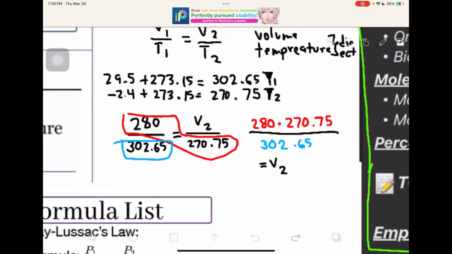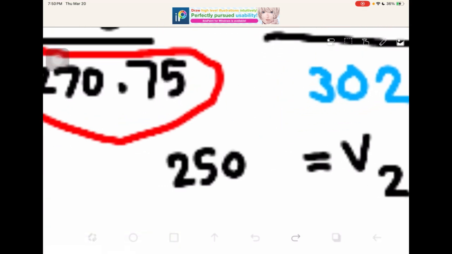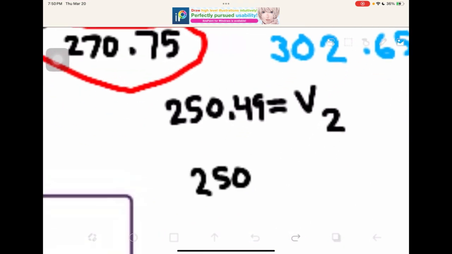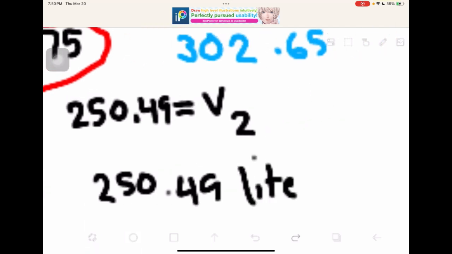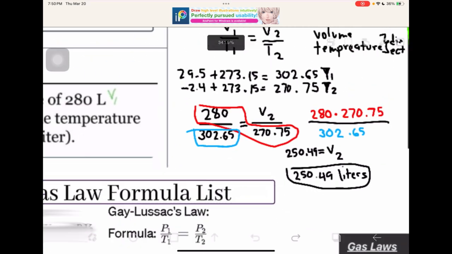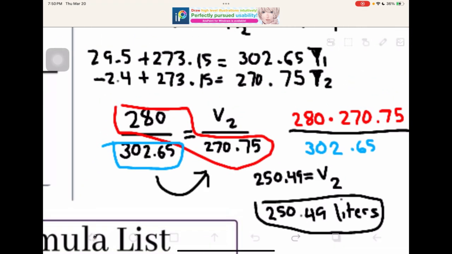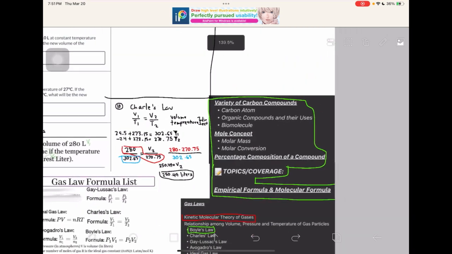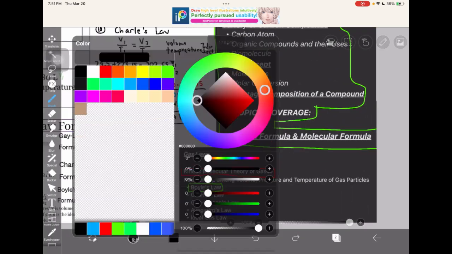So let's put that in our calculator. 280 times 270.75 all over 302.65, and we get an approximate value of 250.49. So that's our answer, 250.49 liters. As you can see over here, we have decreased the temperature, and in response, we also have a decreased volume. That is Charles' law for you. Very good. So we got Charles' law.